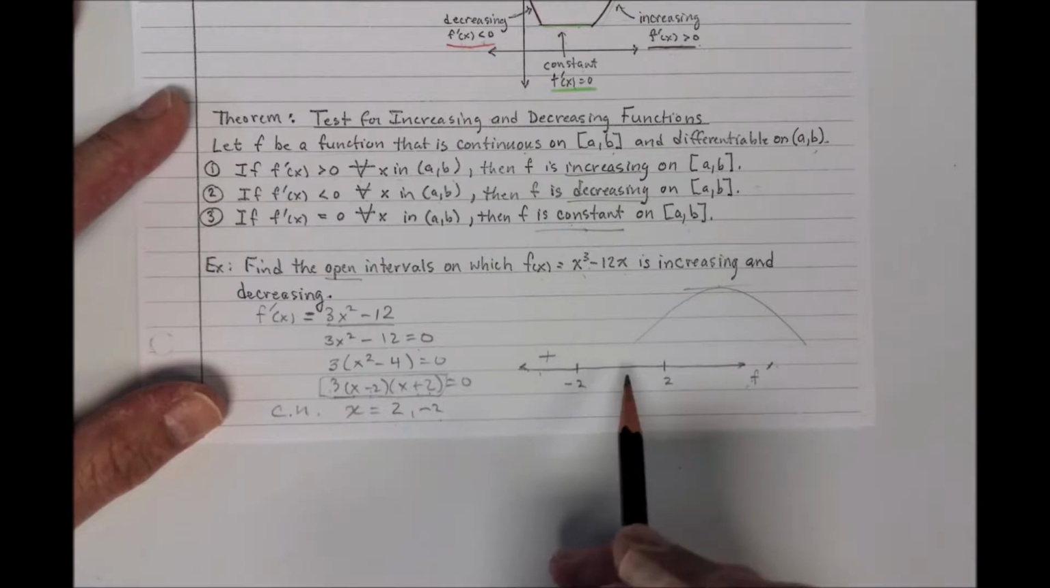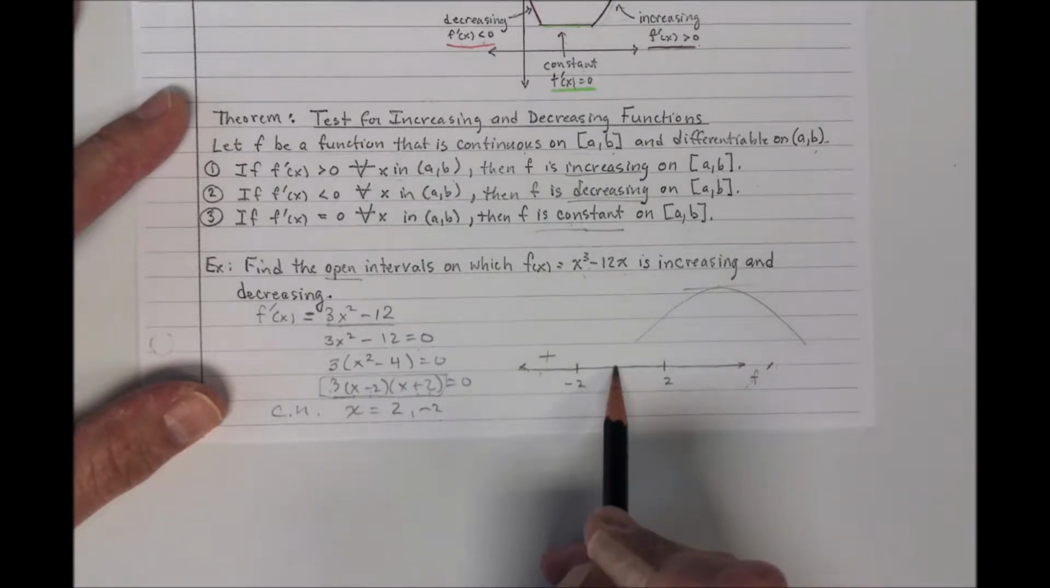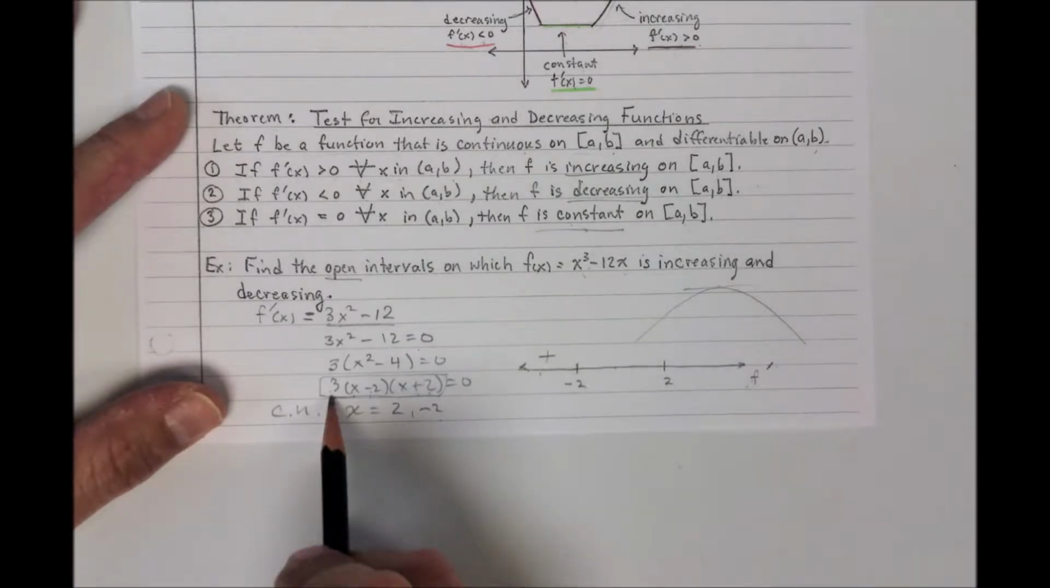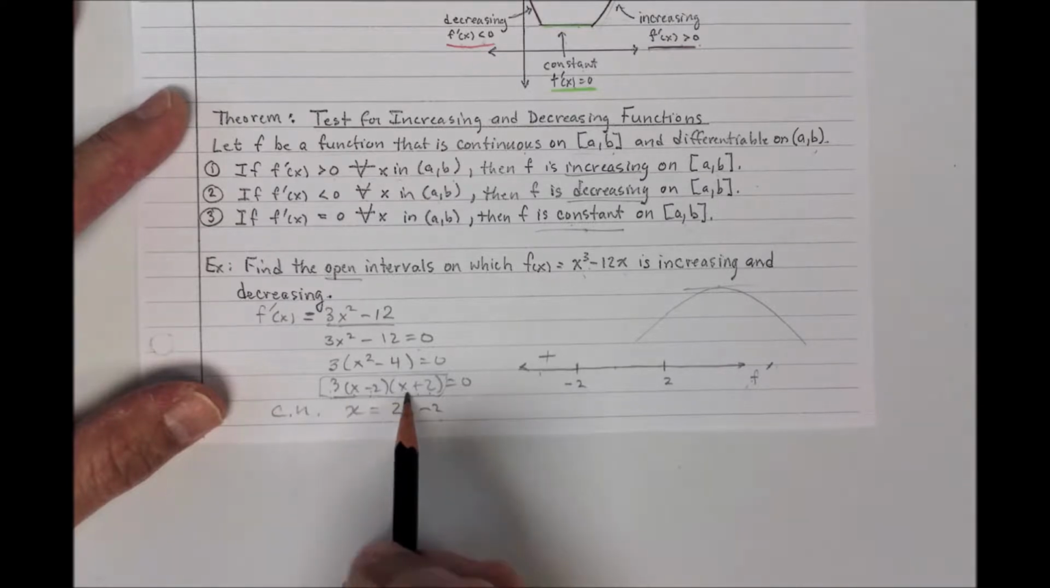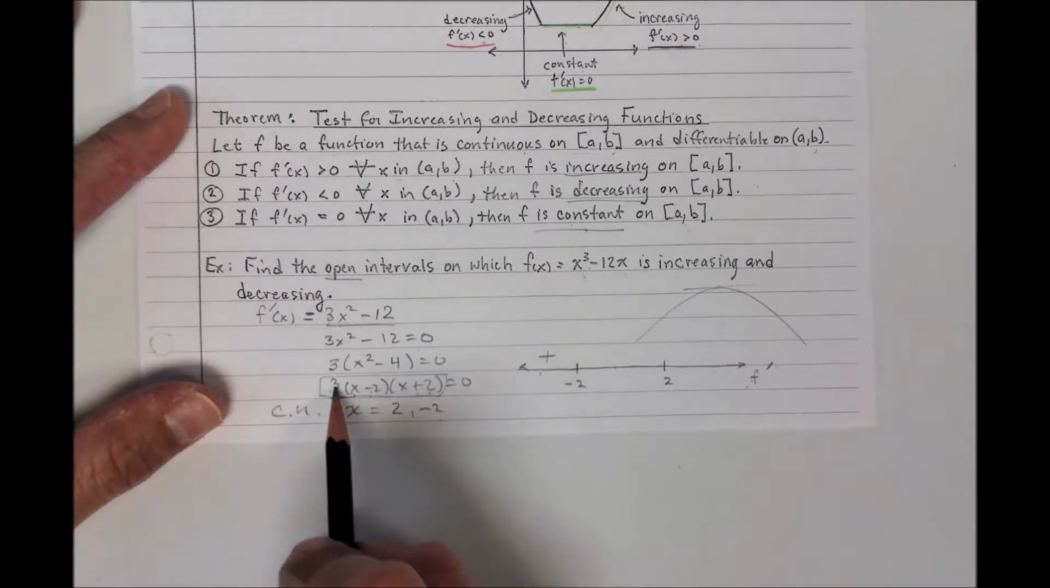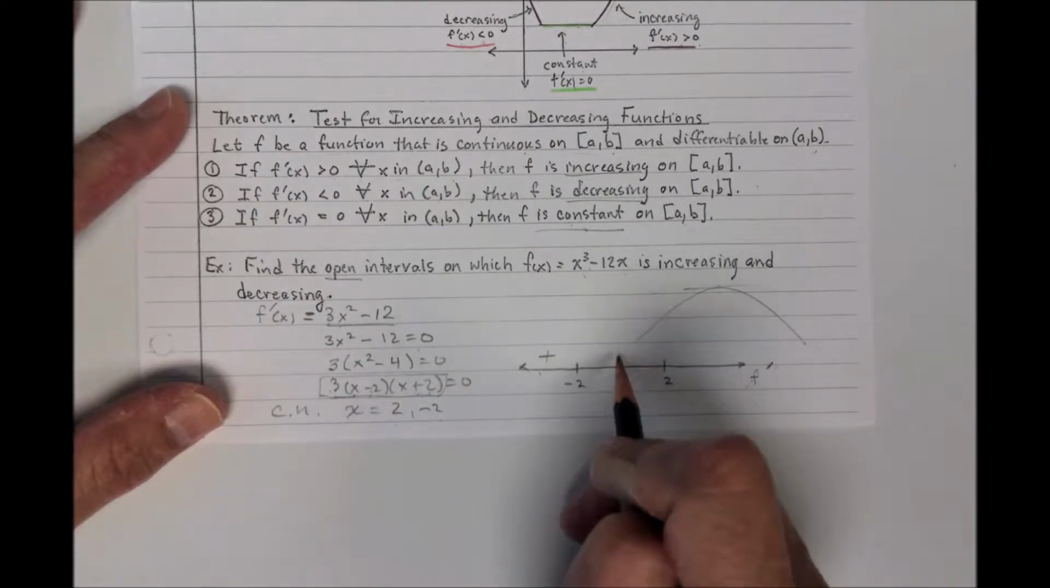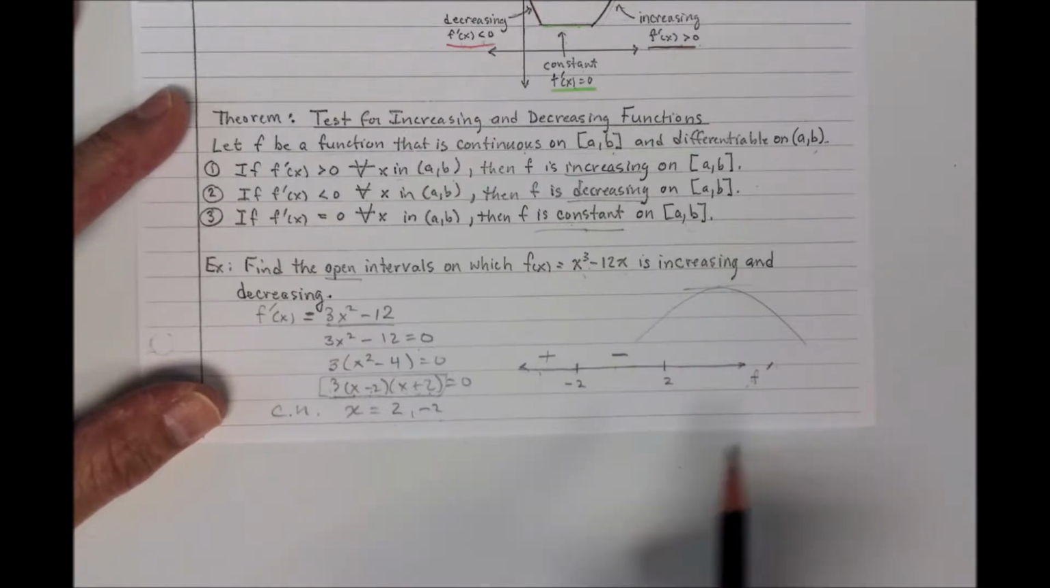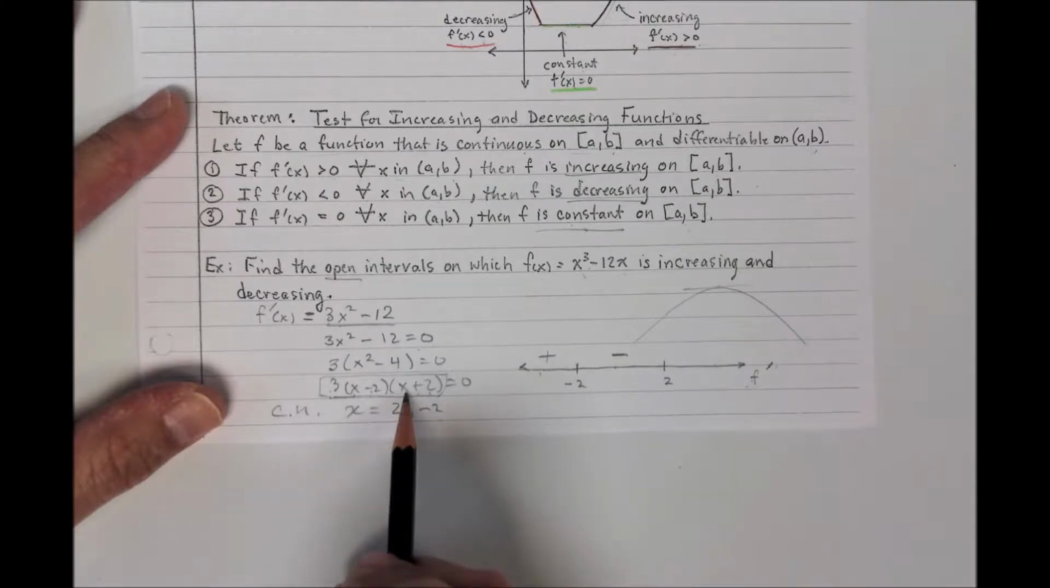Then I take a value from in here, pick something simple, like 0. 3, that's positive, times 0 minus 2 is negative, times 0 plus 2 is positive, so I have positive times positive, that's going to be a negative. And then I take a value from here, let's say 10. 3, 10 minus 2 is positive, 10 plus 2 is positive, positive times positive times positive is positive.